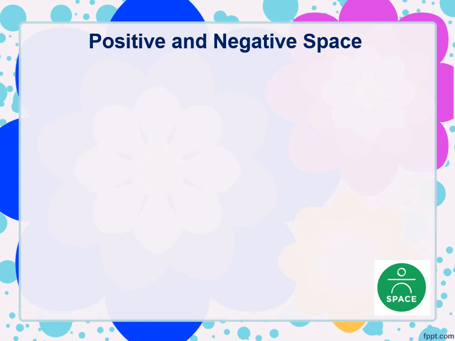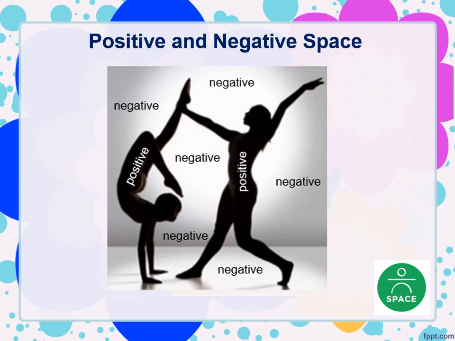Positive and negative space. If you try to look at the picture, the positive space in dance is where the dancer's body is when dancing. It is the space where people mostly look when watching dancers. The negative space is the empty air around the dancer.